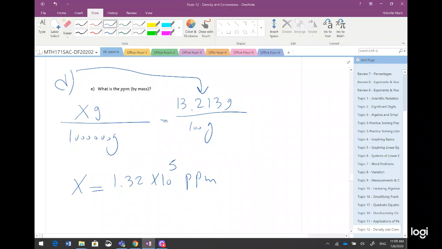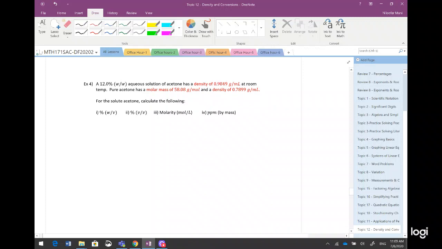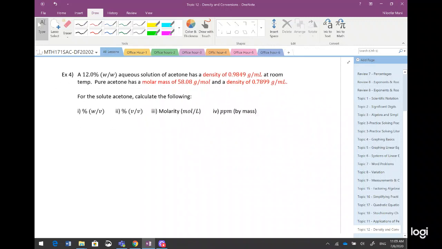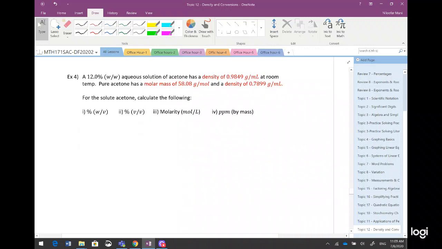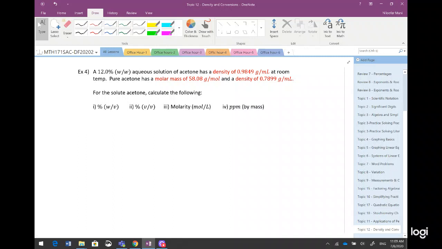Okay, now I can do this example. For this example, it's acetone, and that's liquid, so it's not a problem. What I already explained. Okay, so I have 12% W by W. I want to go to W by V, W over V. So I start from W.